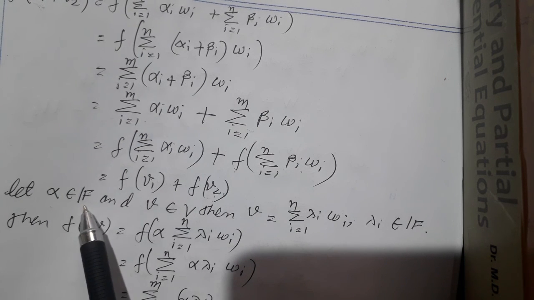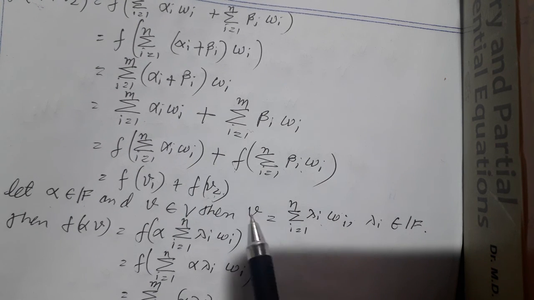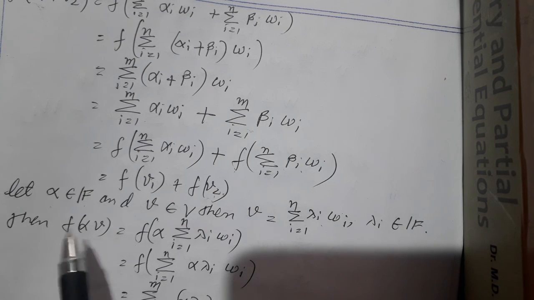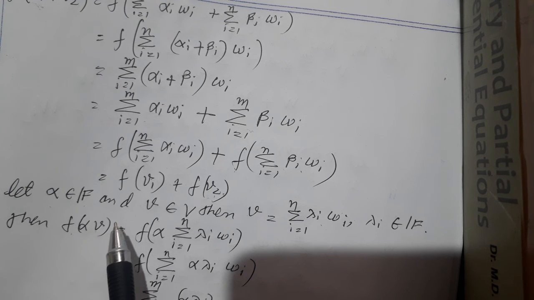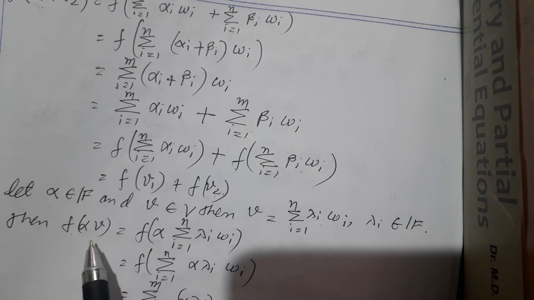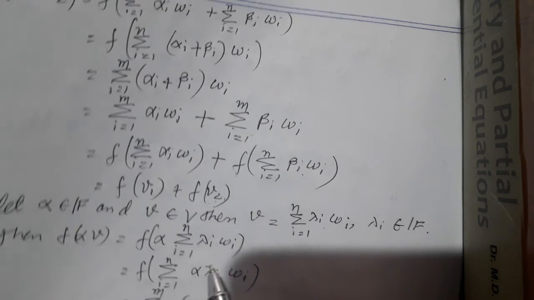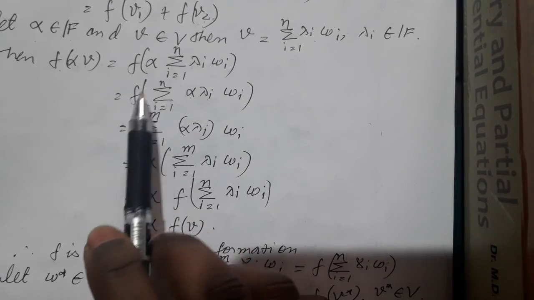Now I take an element from the field and one element from the vector space. Any element in the vector space can be written as this, where lambda i belongs to the field. Now we have to take f of alpha v, and I have to show that it is alpha f of v. So alpha v is this, and I multiply this alpha inside, so we get alpha lambda i wi. By the definition of f, this can be written as this. Here I'm applying the definition of f.